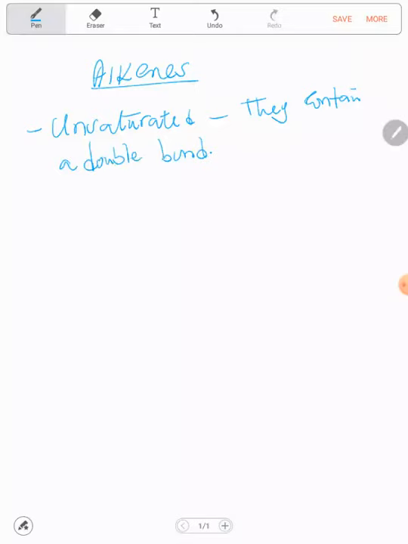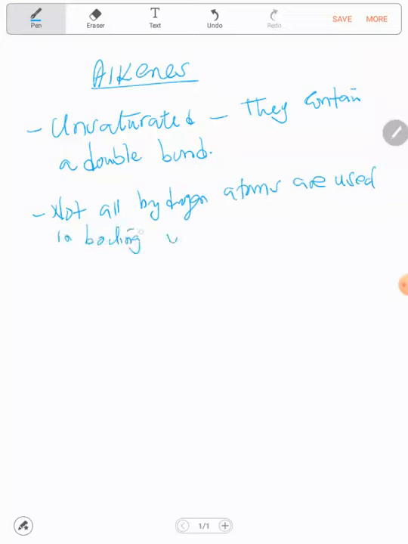That means not all hydrogen atoms are used in bonding with the carbon atoms. I'm just explaining the same thing, unsaturated: not all hydrogen atoms are used in bonding with the carbon atoms.